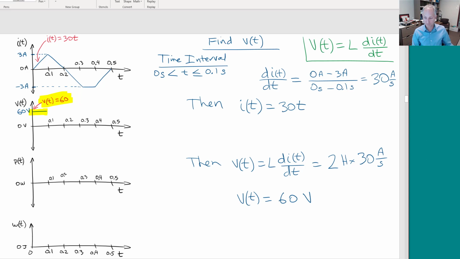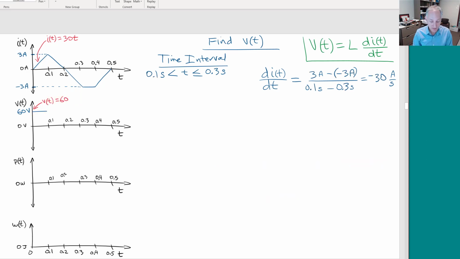Straightforward so far, right? Okay. Let us do the second time interval. So that's going to be the voltage in this time interval. Oh, sorry, it's even further than that. It's this time interval.